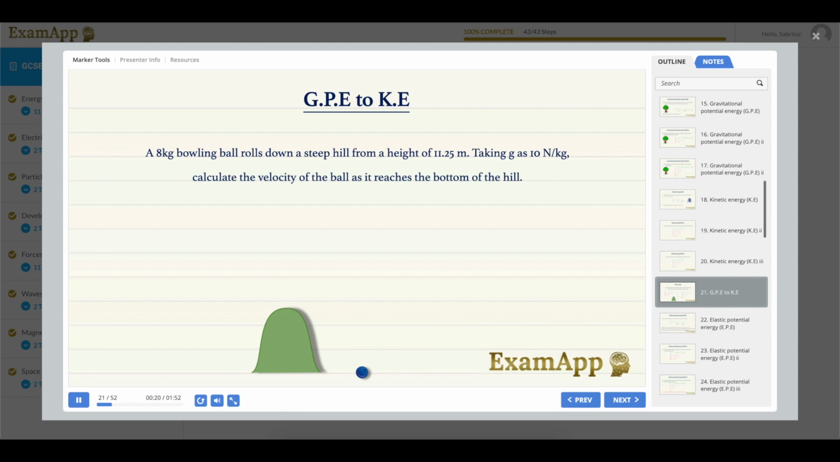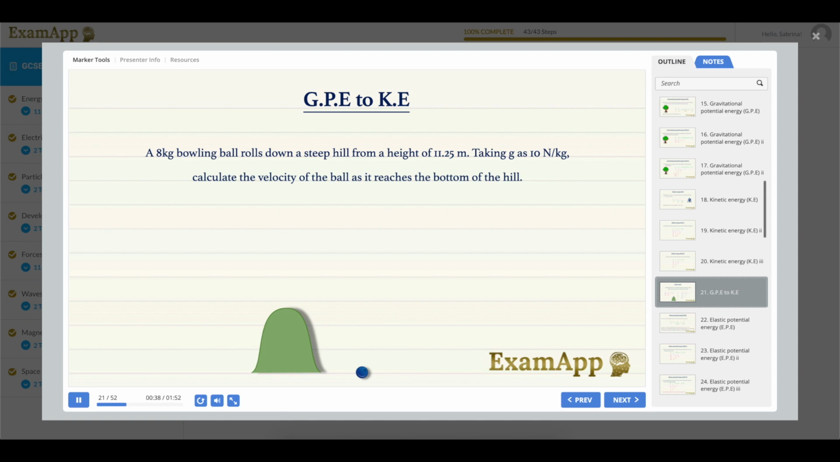We first need to calculate the gravitational potential energy of the bowling ball as it begins to roll down from the top of the hill. We are then going to assume that all of the gravitational potential energy gets converted into kinetic energy. From there we can work out the final velocity of the bowling ball.